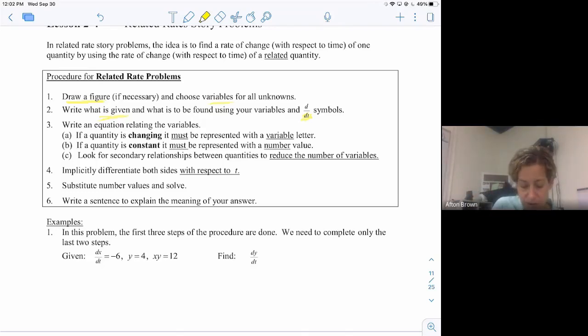We're going to write some equation. Some of the equations, I would say we probably do the Pythagorean theorem more than any other equation. We do a lot of right triangles. So you're going to use the Pythagorean theorem a lot. You're going to use volume equations a lot. You could use area of a triangle or a rectangle, but it's generally some geometry equation that you're going to introduce. Okay, if a quantity is changing, then it must be represented with a variable.